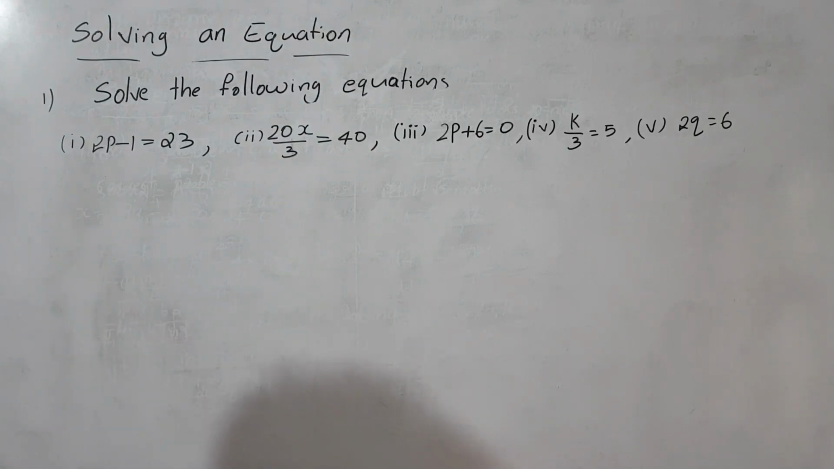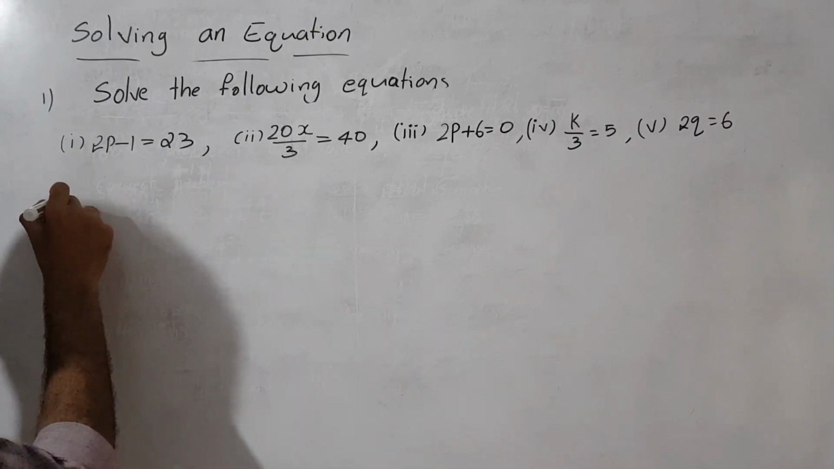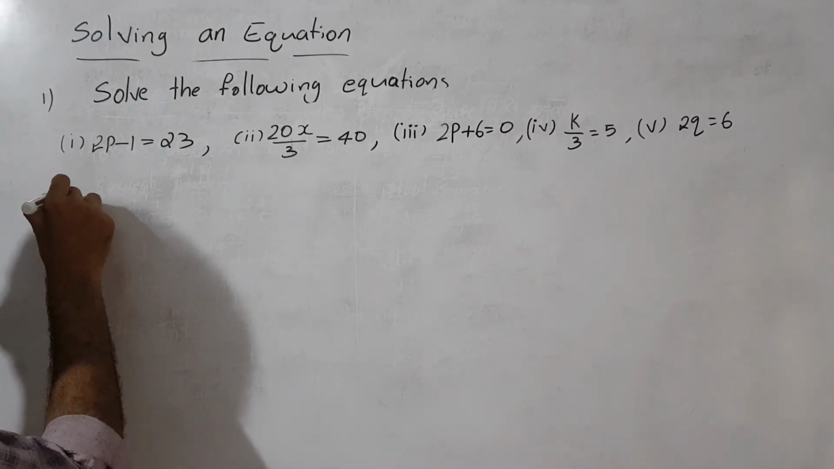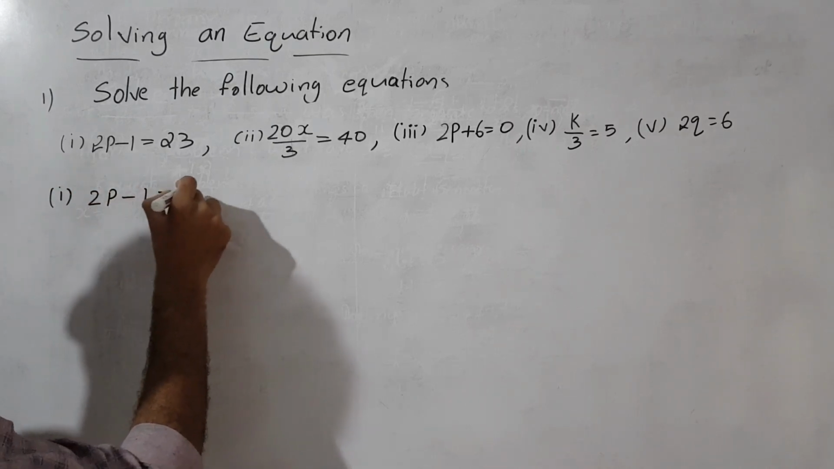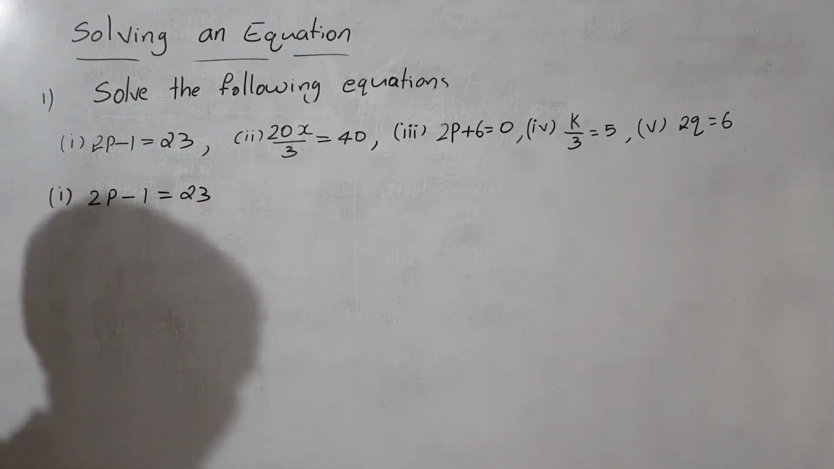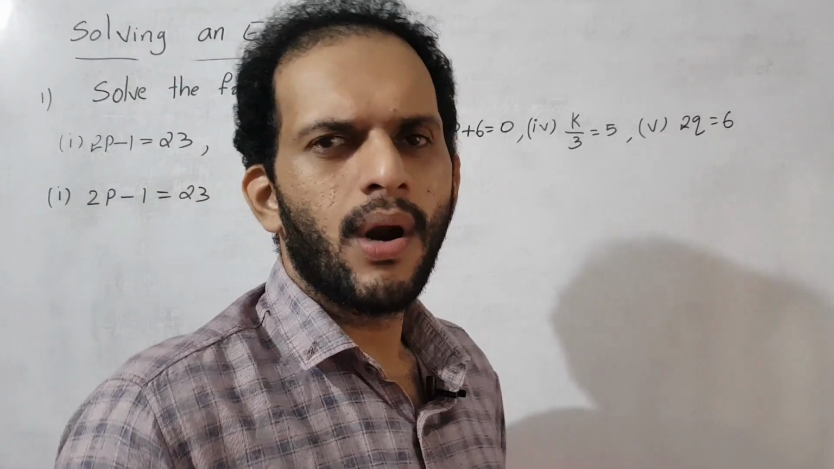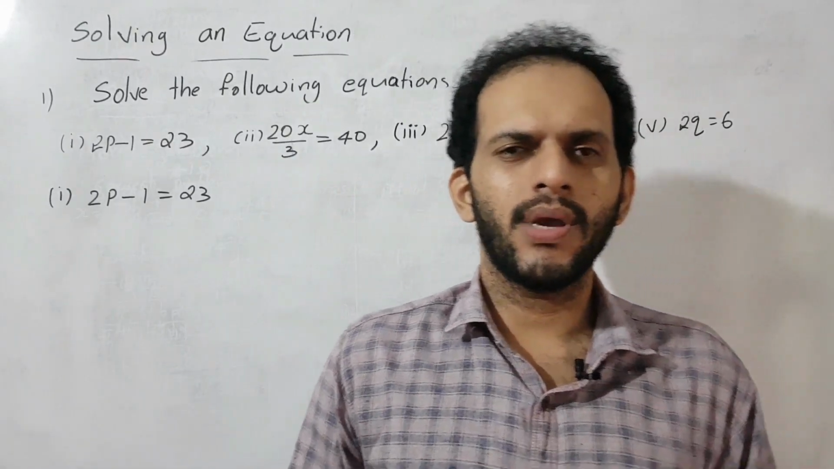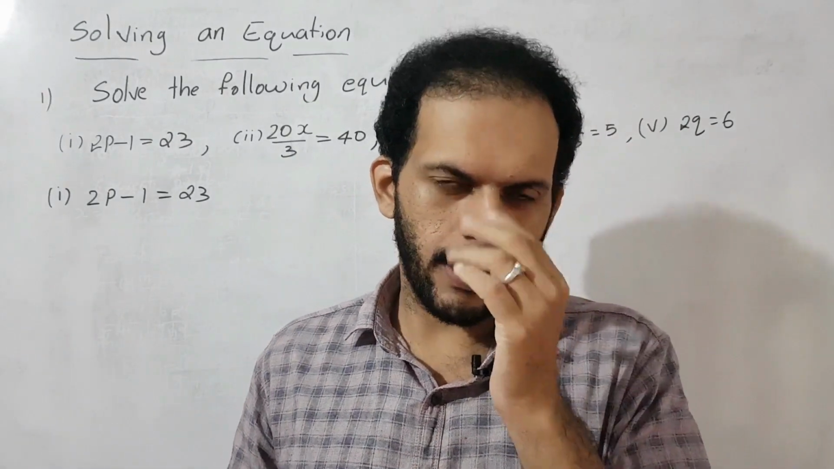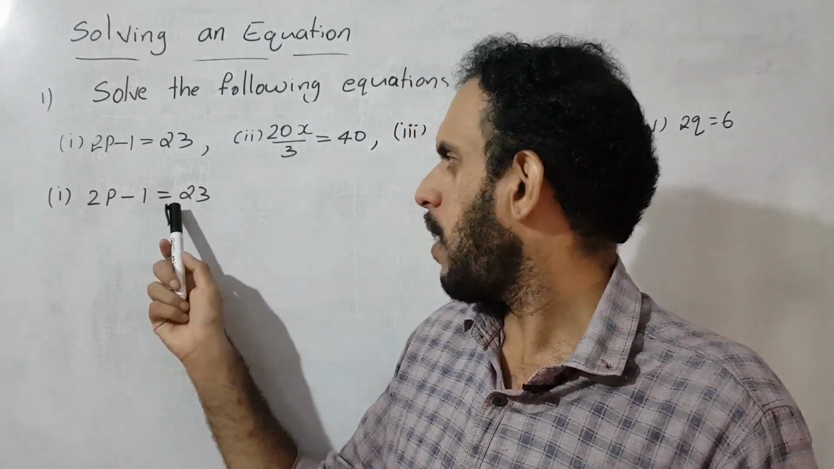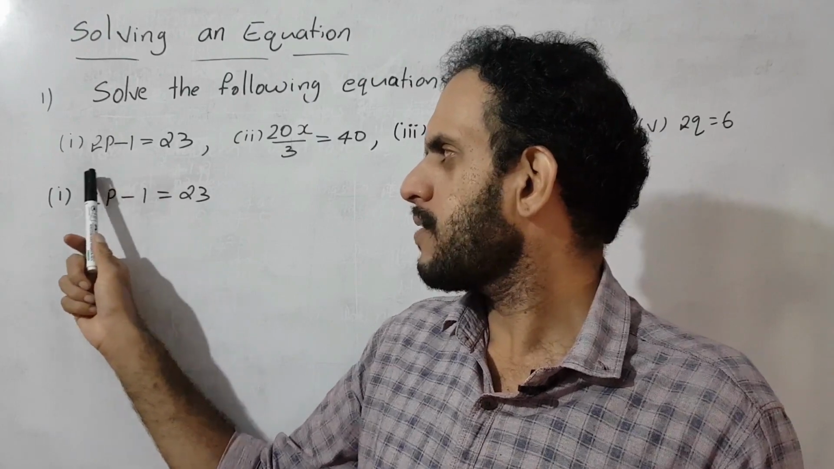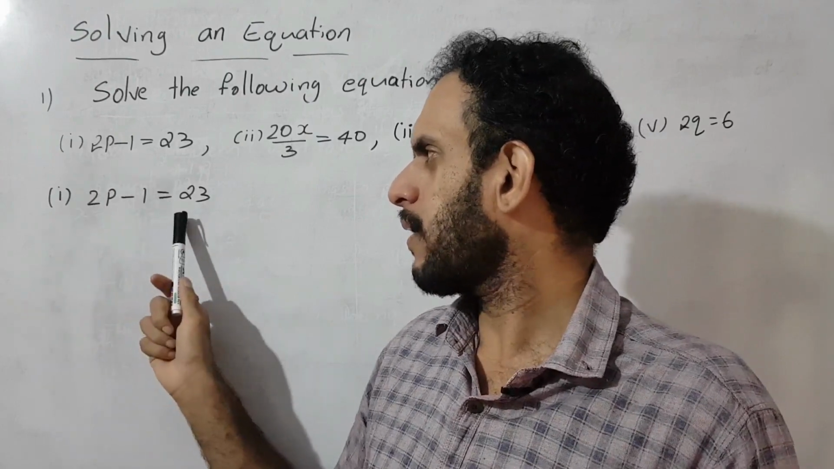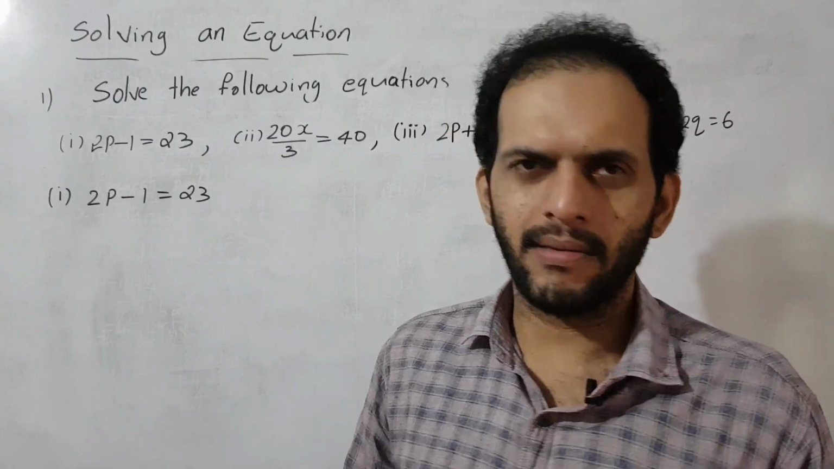The first one is 2p minus 1 is equal to 23. Then we write it once again. First question, 2p minus 1 is equal to 23. Here we know that the equality sign divides the equation into two parts, correct? One is the left hand side, LHS, and the other one is the right hand side, RHS.